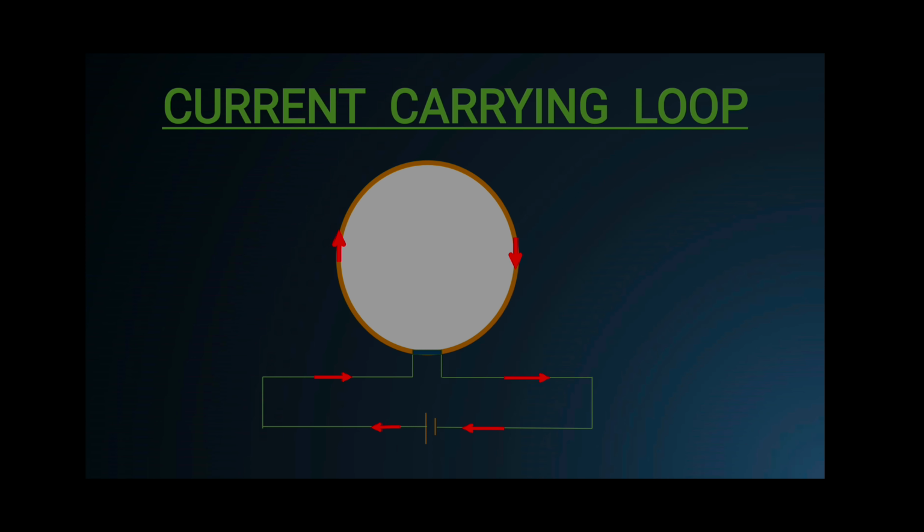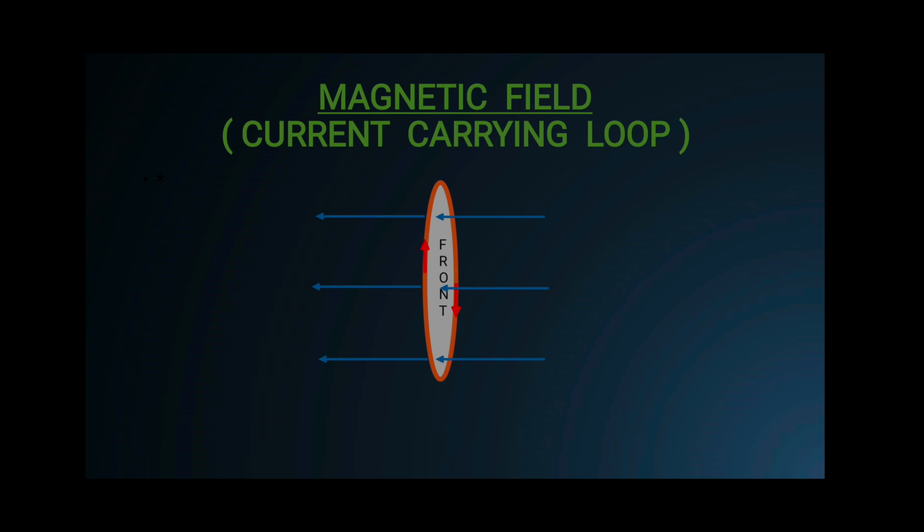So this is a current carrying loop. I have taken the example of circular loop. It can be of any shape. This current carrying loop has been connected to a battery through which current, as shown by red arrows, flows. As it is clear from the diagram that current in the loop appears to be flowing in clockwise direction. And it has been observed that magnetic field is developed around this current carrying loop, and magnetic lines enter the loop from front side and leave the loop from its back face.